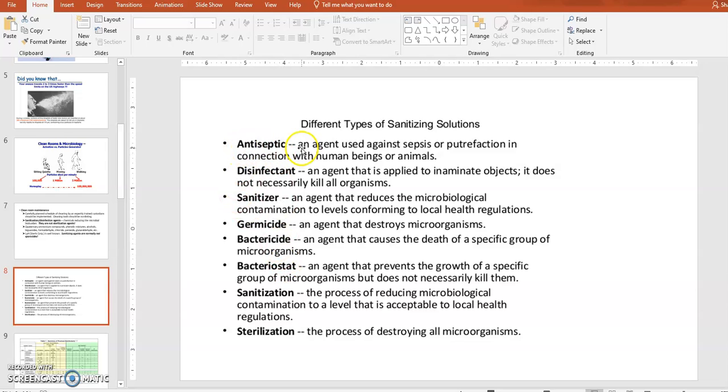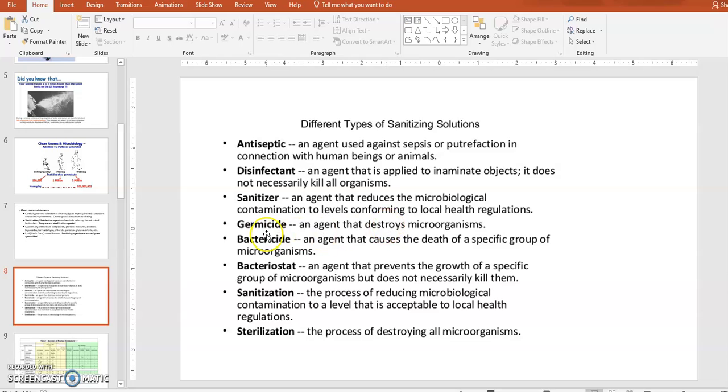Okay, so antiseptics are agents used against sepsis, to prevent sepsis. So they are chemicals that can eliminate bacterial cells, endospores, endotoxins, and things like that. And disinfectants, kind of similar, are agents applied to inanimate objects, making them less active, inactivating. It does not necessarily kill all the organisms. Okay, so it's not a 100% kill. That's what it means. Sanitizer, again a similar agent, reduces, it's not eliminating, reducing the microbial contamination. So disinfectants, sanitizers, antiseptics are kind of similar.